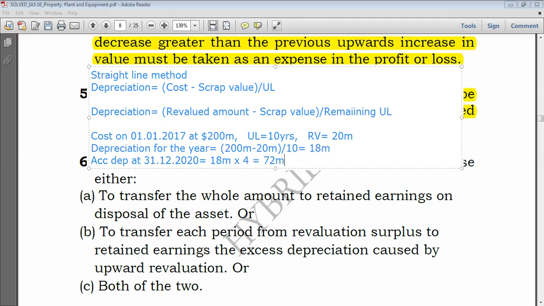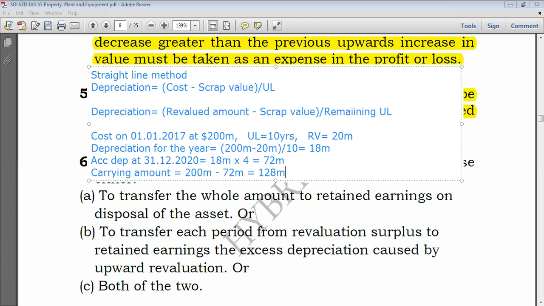This is what I would have now. So this would be the accumulated depreciation. Let us now compute the carrying amount. What would have been the carrying amount at that date? I would take my cost, that is 200 million, and then less the accumulated depreciation, which is 72 million, ending up with 128 million. This would be the carrying amount.